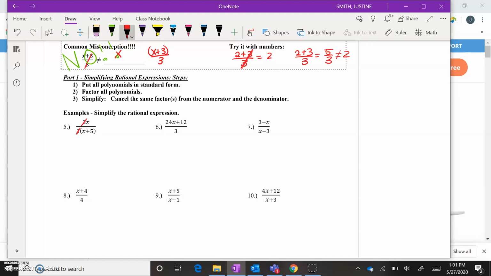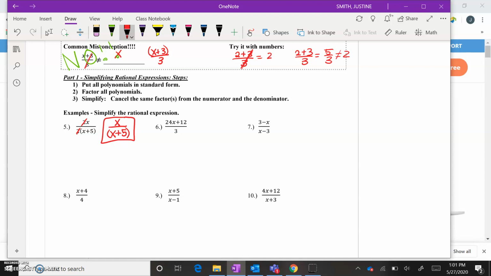This is different than what we just did, the common misconception up there, because it's connected by multiplication. It's not 2 plus x, right? It's just 2x. So you could take a 2 out of both of those. So we'd have x over x plus 5. And again, do not cancel your x's out because x plus 5 is a binomial. So you could only cancel that with another x plus 5.